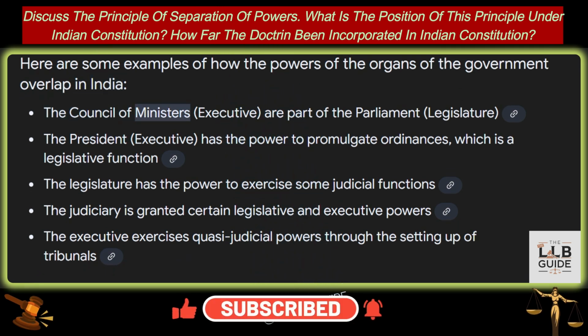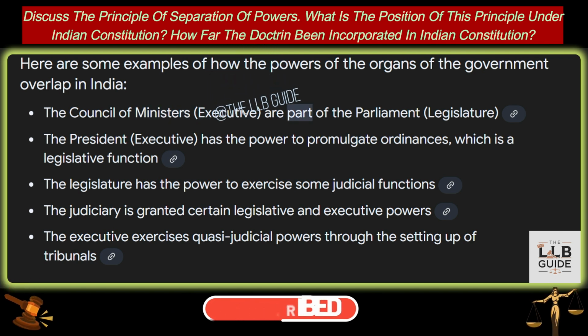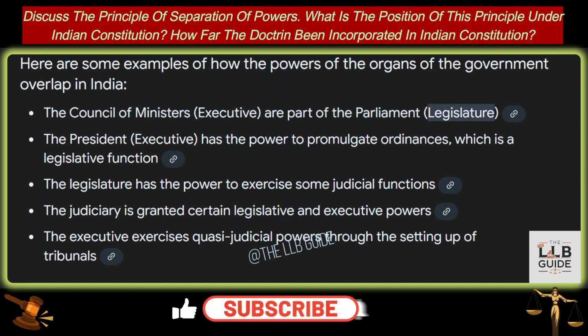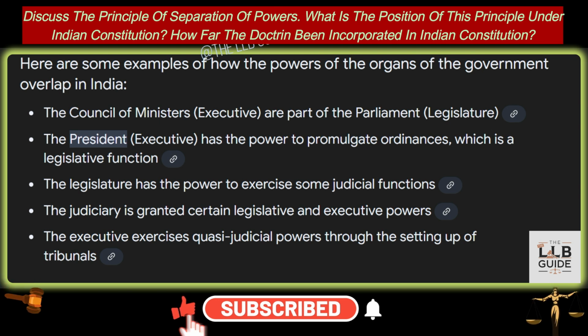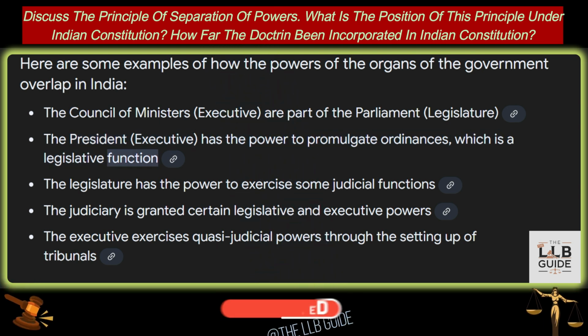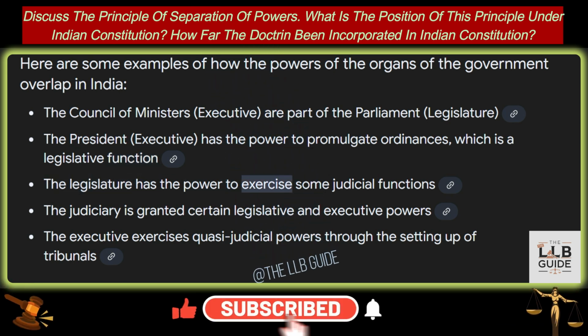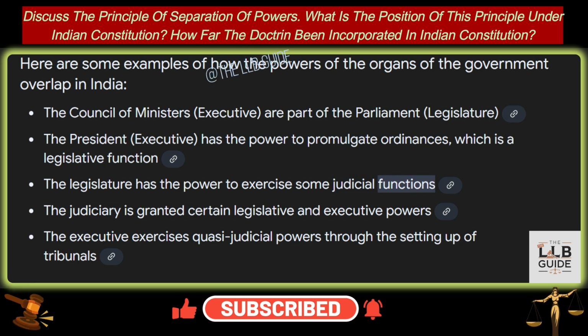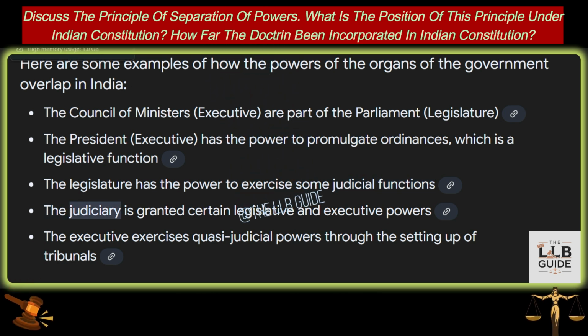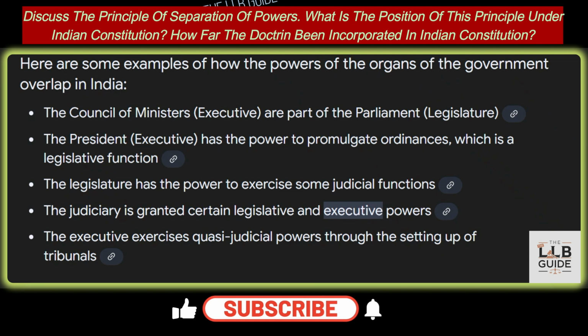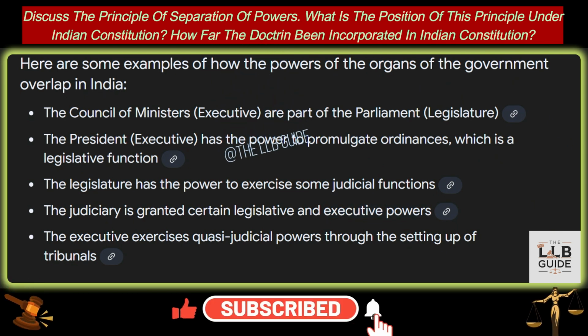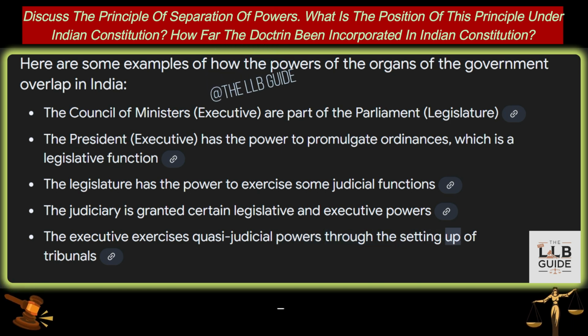1. The Council of Ministers, Executive, are part of the Parliament, Legislature. 2. The President, Executive, has the power to promulgate ordinances, which is a legislative function. 3. The Legislature has the power to exercise some judicial functions. 4. The judiciary is granted certain legislative and executive powers. And 5. The executive exercises quasi-judicial powers through the setting up of tribunals.